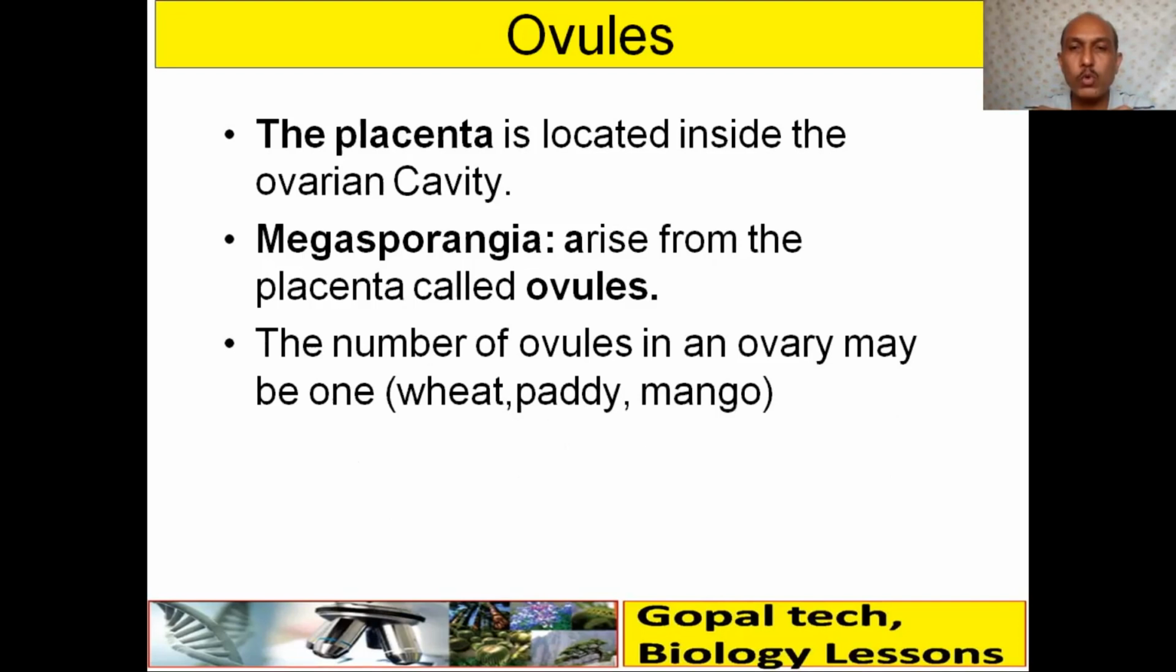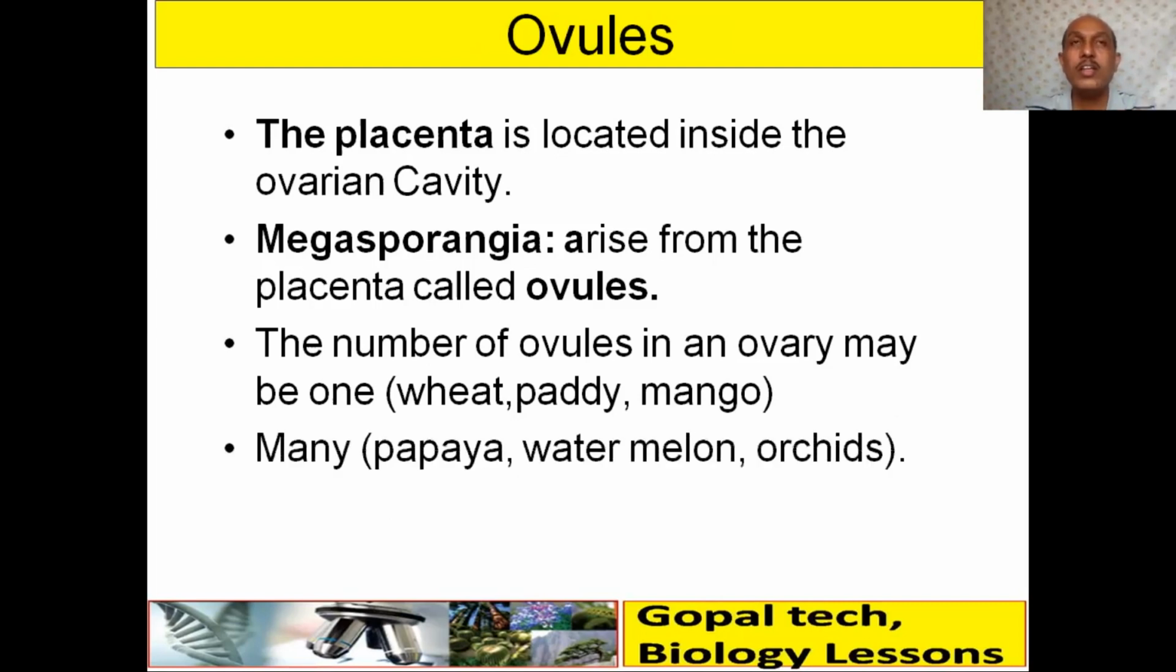So the number of ovules in an ovary may be one. The best examples you can see here: wheat, paddy, mango. Or there may be many ovules, as in papaya, watermelon, orchids. Orchids have the smallest and largest number of seeds. Okay, NEET में questions आएँगे.